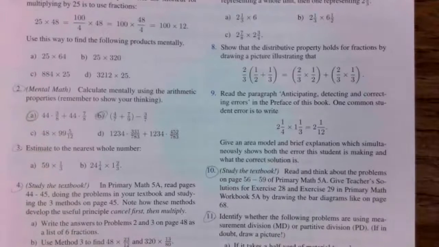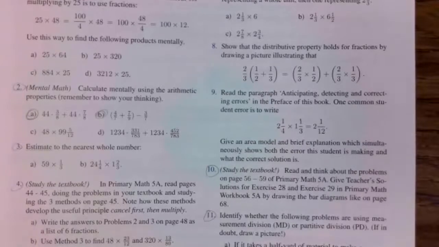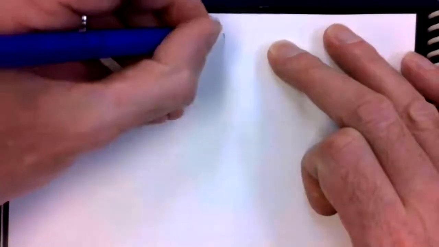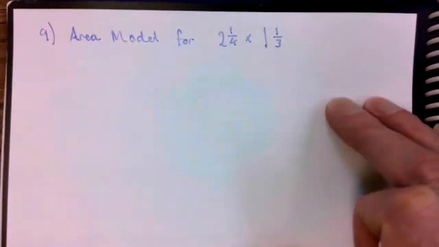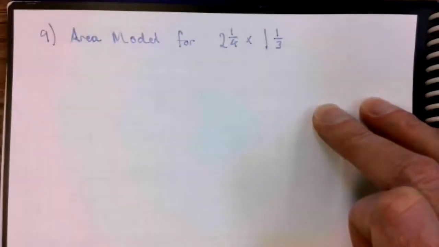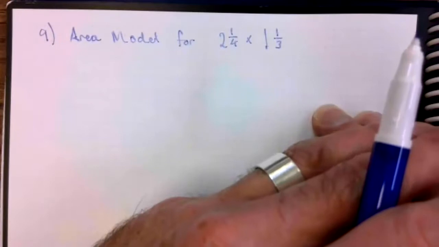Okay, right. So we had those rectangles and we're carving them up into pieces. Now, when I'm thinking about 2 1/4, what should I be doing there? So we're looking at problem number 9. We're talking about an area model for 2 1/4 times 1 1/3. So help me out here with this area model for 2 1/4. What do you think I should do?